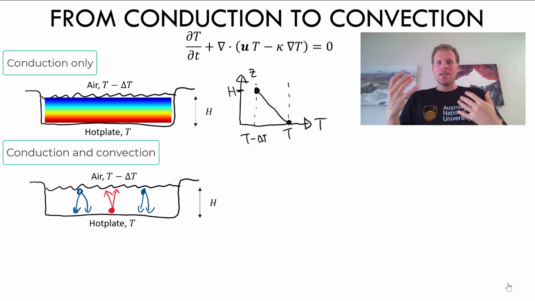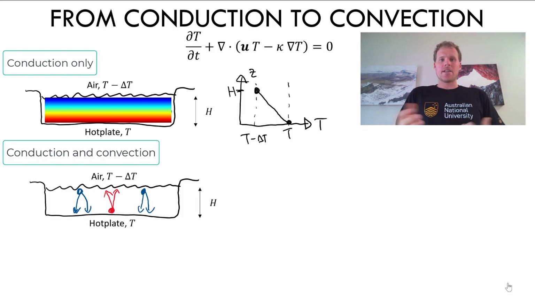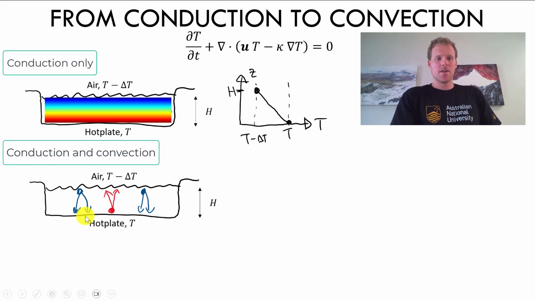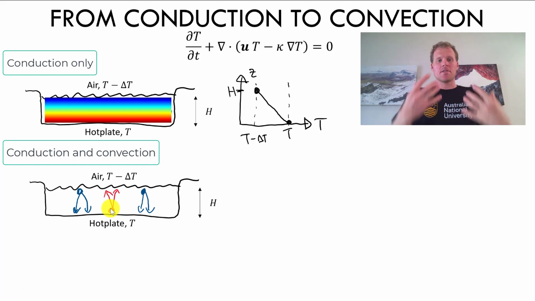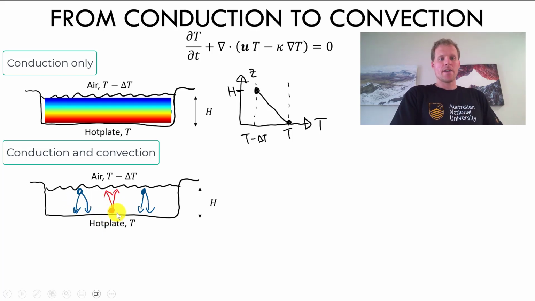Now let's allow the fluid to flow. So let's add in our convection. So as we know, if we heat a small patch of fluid, so for example, this small patch here, this fluid's going to be warmer than the surroundings, and it's going to tend to rise. So we're going to get this rising plume up here.